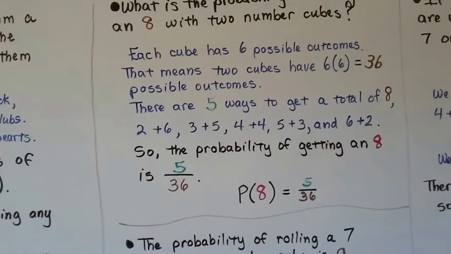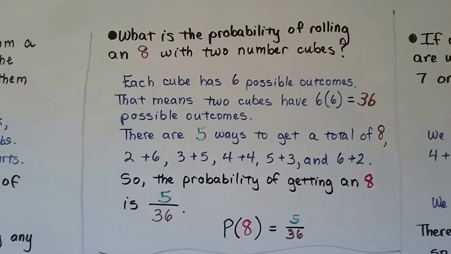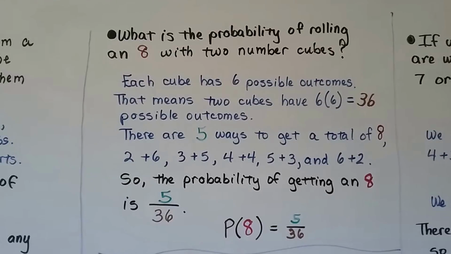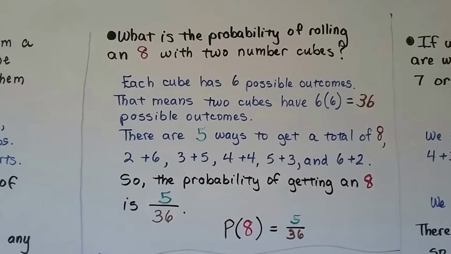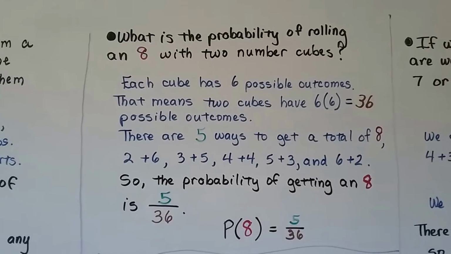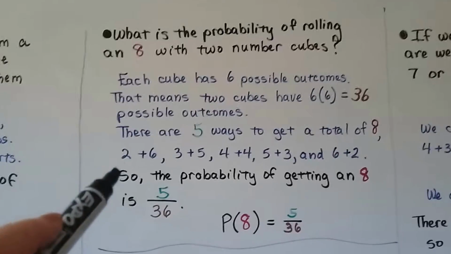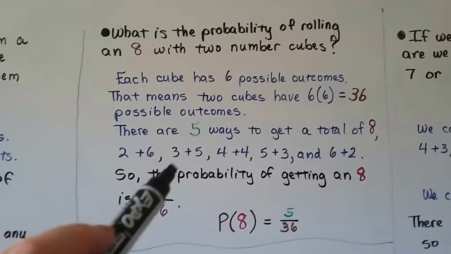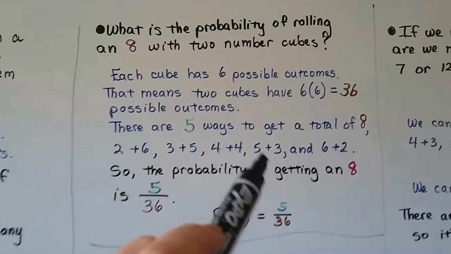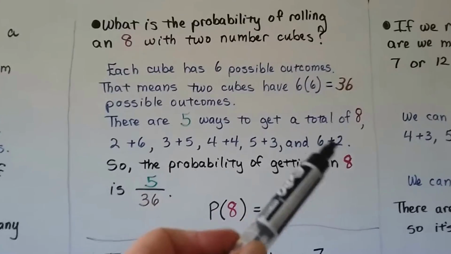What's the probability of rolling an 8 with 2 number cubes, with a pair of dice? Well, each cube has 6 possible outcomes, 1 through 6, right? And we have 2 cubes, so we have 6 times 6. That's 36 possible outcomes. And there's 5 ways to get a total of 8. We can do a 2 plus 6, a 3 plus 5, a 4 plus 4, a 5 plus 3, and a 6 plus 2.